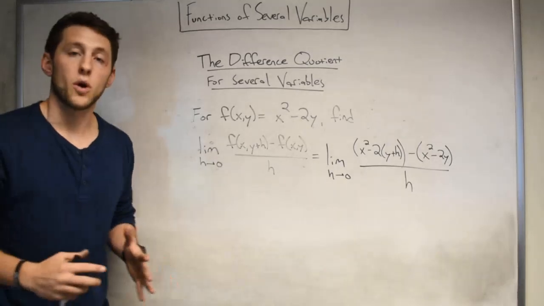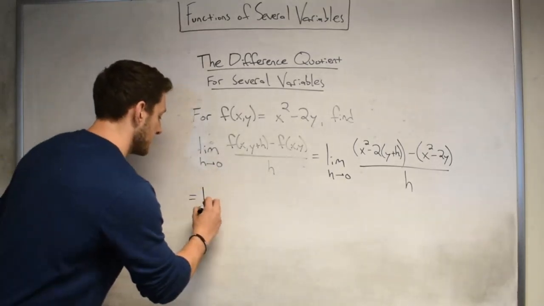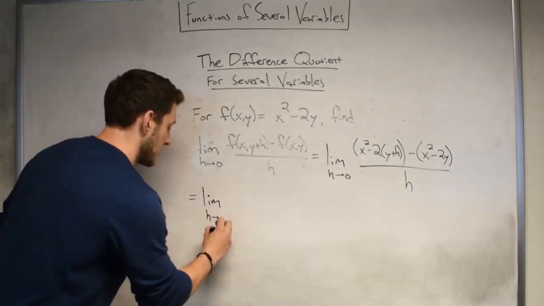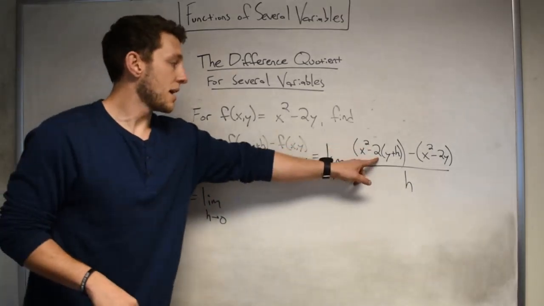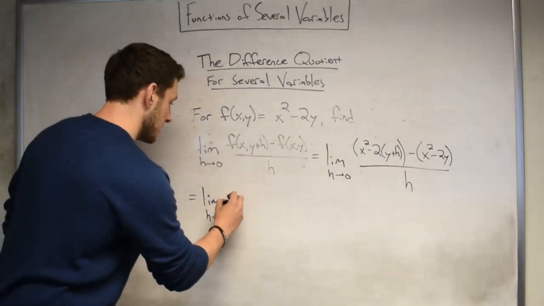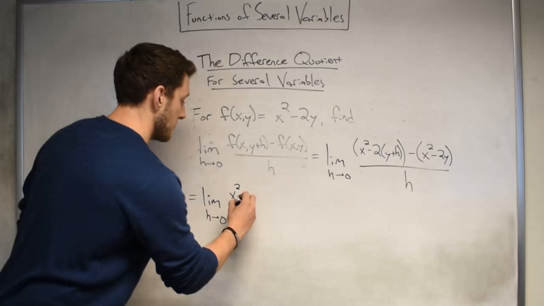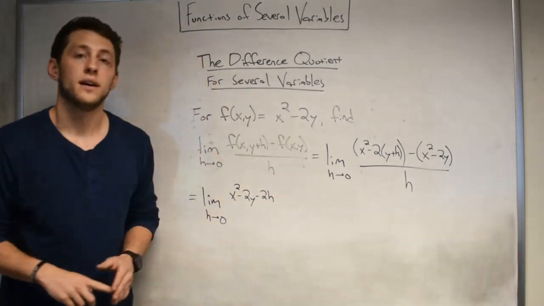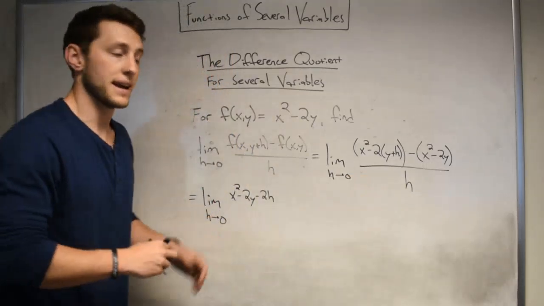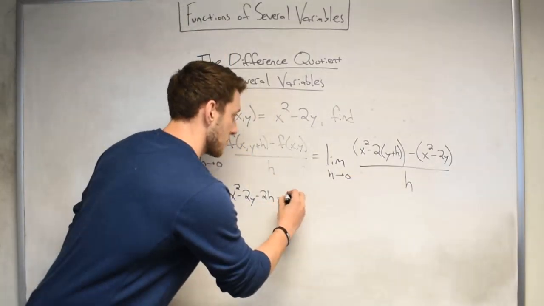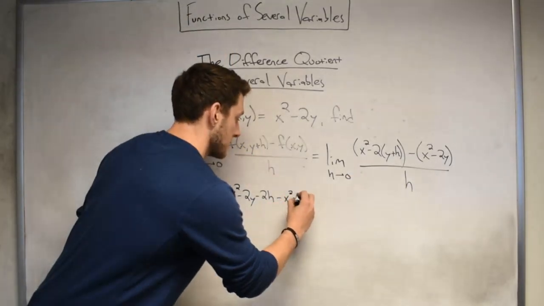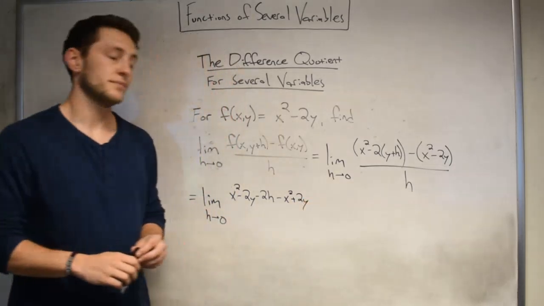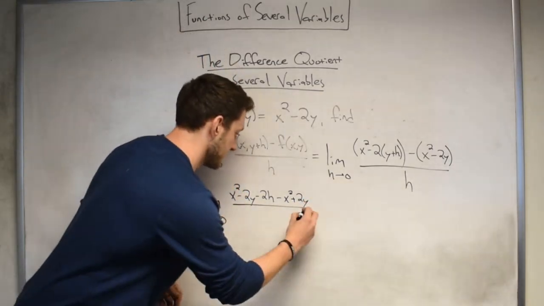From here, go ahead and simplify as normal. This guy we can distribute in the negative 2, giving me x squared minus 2y minus 2h. And then over here we can distribute in the negative. Minus x squared plus 2y. All divided by h.